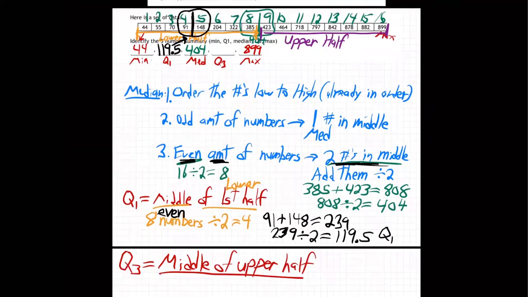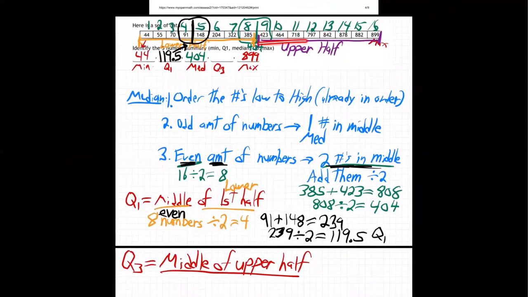So we have the upper half right here. So what's the middle of that? Well, again, it's the 4th number. There's 8 numbers there, right? So it's the same kind of thing. I'm going to take 8 numbers divided by 2, and I'm going to get 4. So the 4th number. So starting right here, here's where the upper half starts. Right? This is the upper half. So 1, 2, 3, 4th number.